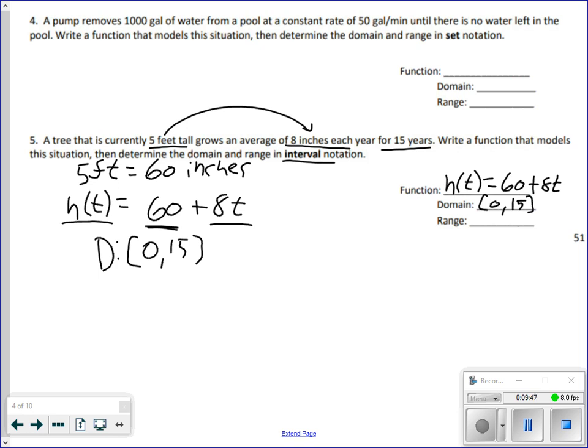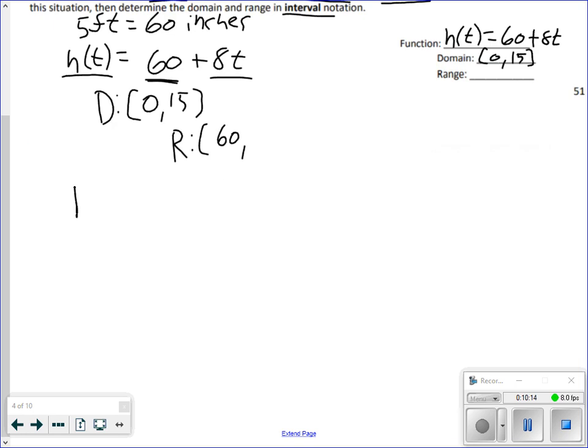All right, and then my range, that one's going to be a little harder. We need to figure out what our beginning height is, which we know is 60. For the range, we know our beginning height is 60. And then we get 8 inches taller every year for 15 years. So what we're going to do is multiply 15 by 8, or really we're just going to plug 15 into this equation. So h of 15 equals 60 plus 8 times 15.